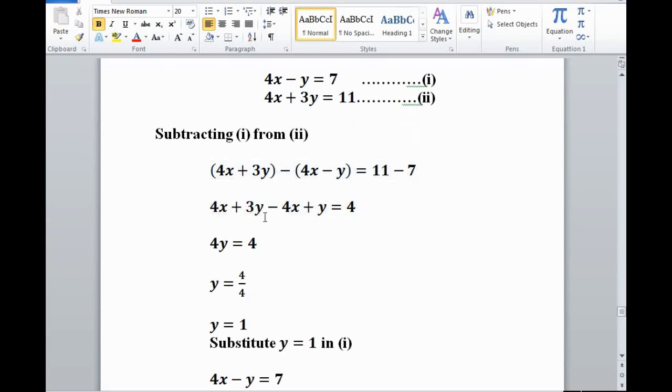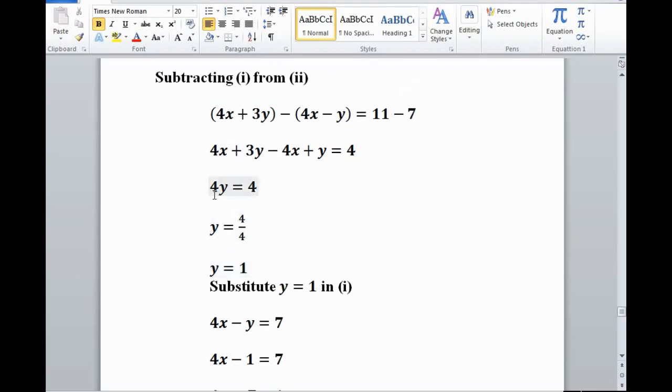Simplification: 4x plus 3y as it is, and now I'm going to multiply this negative sign by positive 4x and then by negative y. So this becomes negative 4x, minus multiplied by minus becomes plus y, and let's subtract 7 from 11, we get 4. Now positive 4x and negative 4x will cancel out. So 3y plus y equals 4y is equal to the right side, 4.